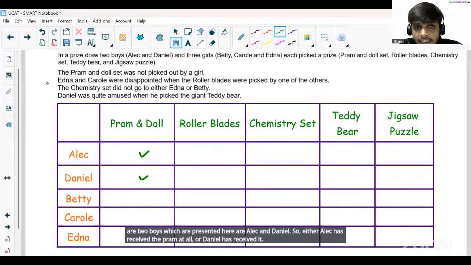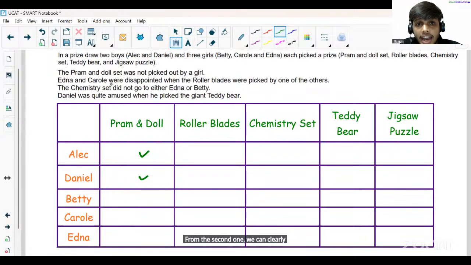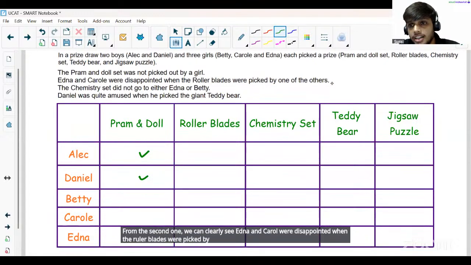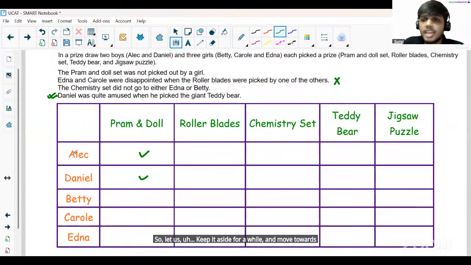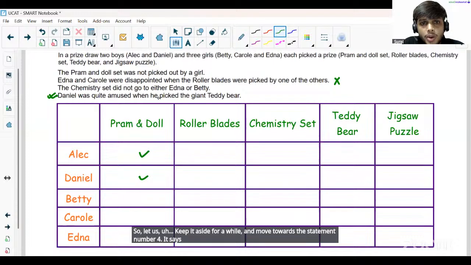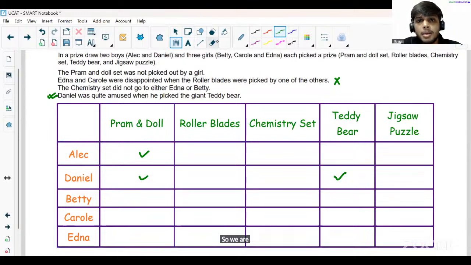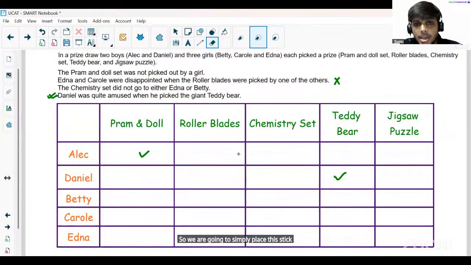From the second one, we can clearly see Edna and Carol were disappointed when the roller blades were picked by one of the others. So let us keep it aside for a while and move towards statement number 4. It says Daniel was quite amused when he picked the giant teddy bear. So he wanted a teddy bear and he got that too. That is why he is amused. So we are going to simply place this tick mark for the teddy bear here.